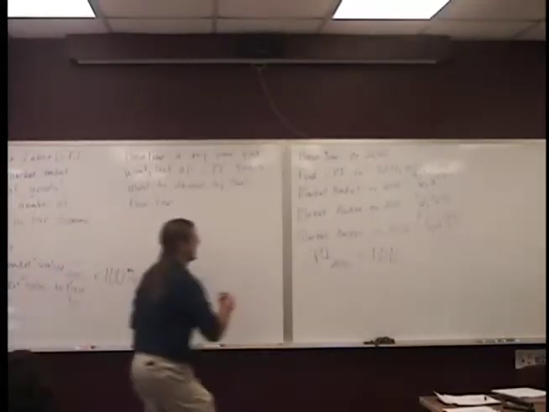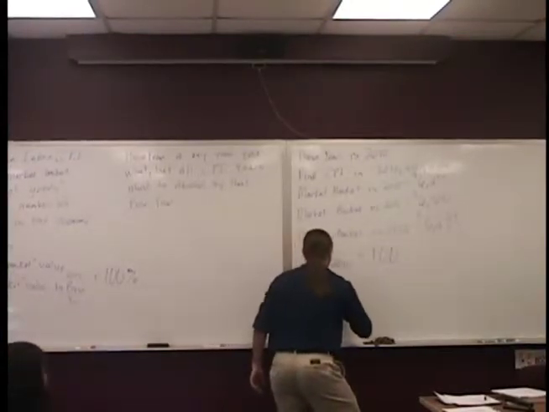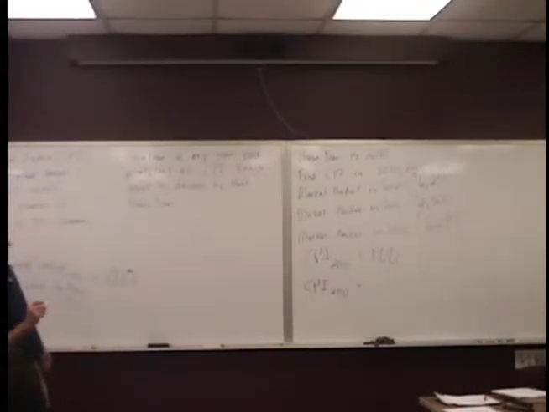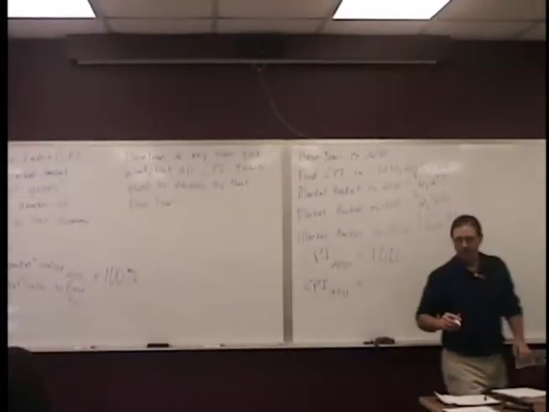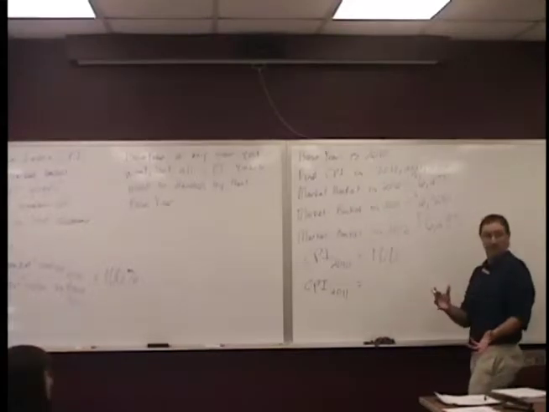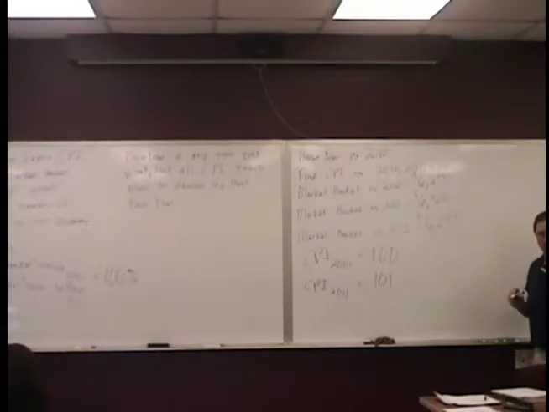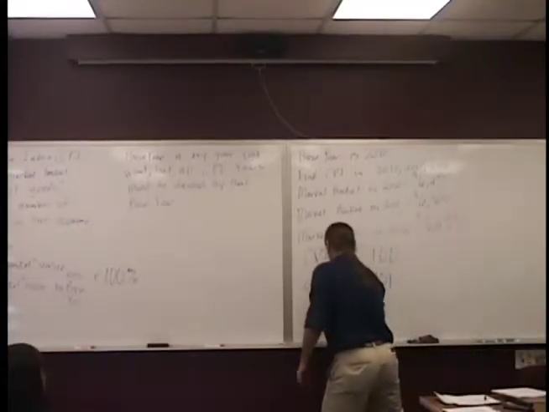So what's CPI in 2011? What was that? 99. Take your market value in 2011, divide by 2010, multiply by 100. Yeah, you got it flipped. 100.72, so round it to the nearest 101. So what was my CPI in 2012 then?